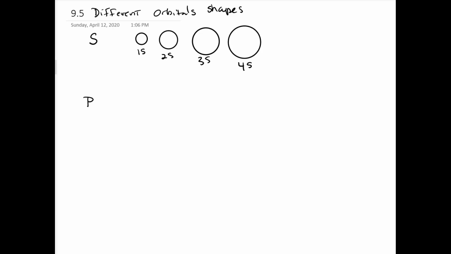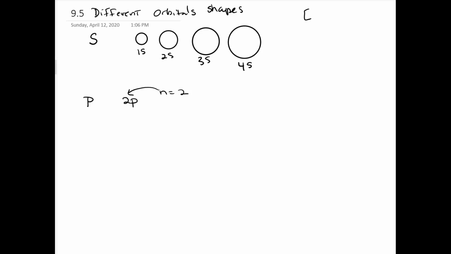There are also p orbitals. For each energy level, there are no p orbitals with a quantum number equal to 1, but there are 2p orbitals. The 2 means that n equals 2, and p is associated with the shape of a dumbbell. Now there are always 3 p orbitals within a given energy level.